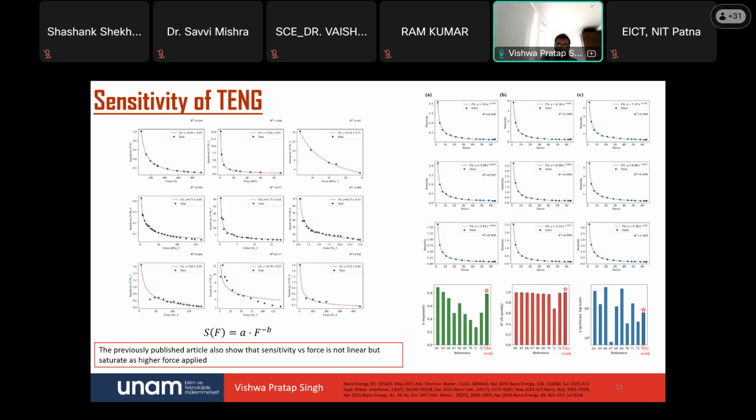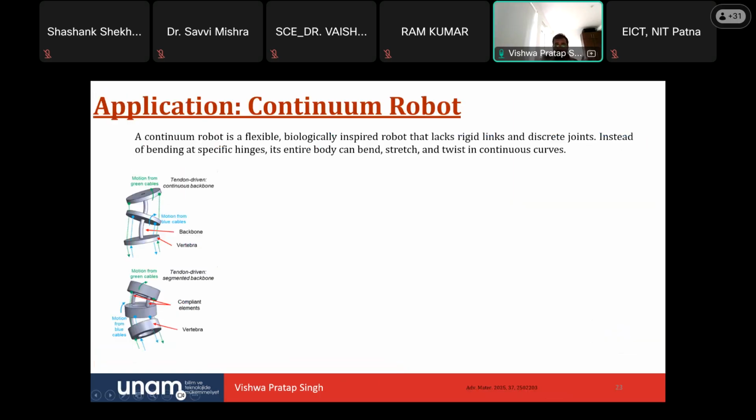So it is okay for our fiber. If it would not be okay, then we will optimize it in a different way. So what we did in case of application of this particular fiber, there is a continuum robot.